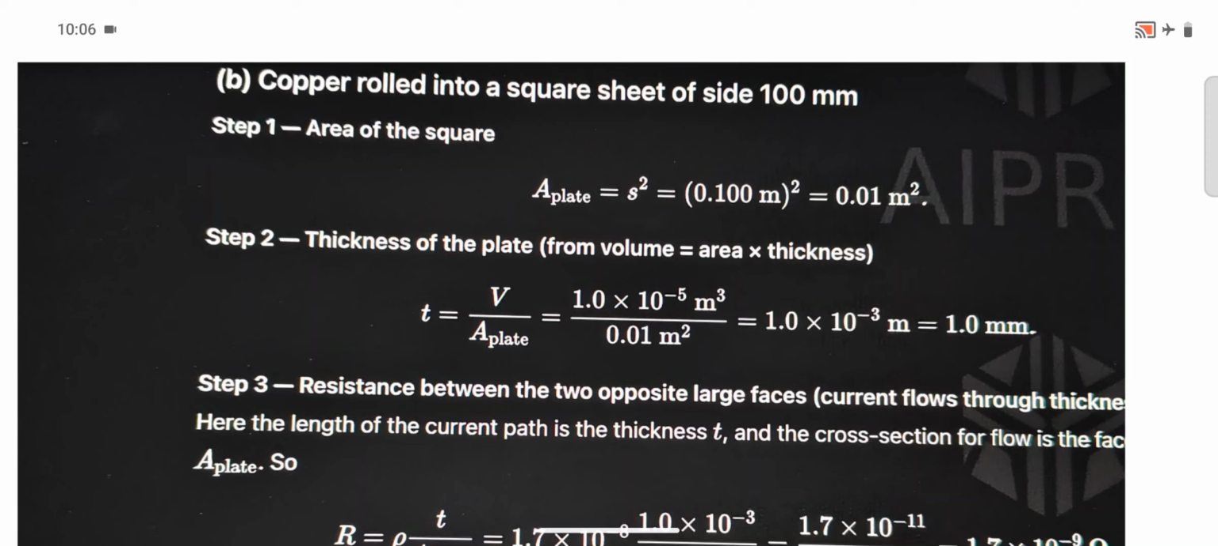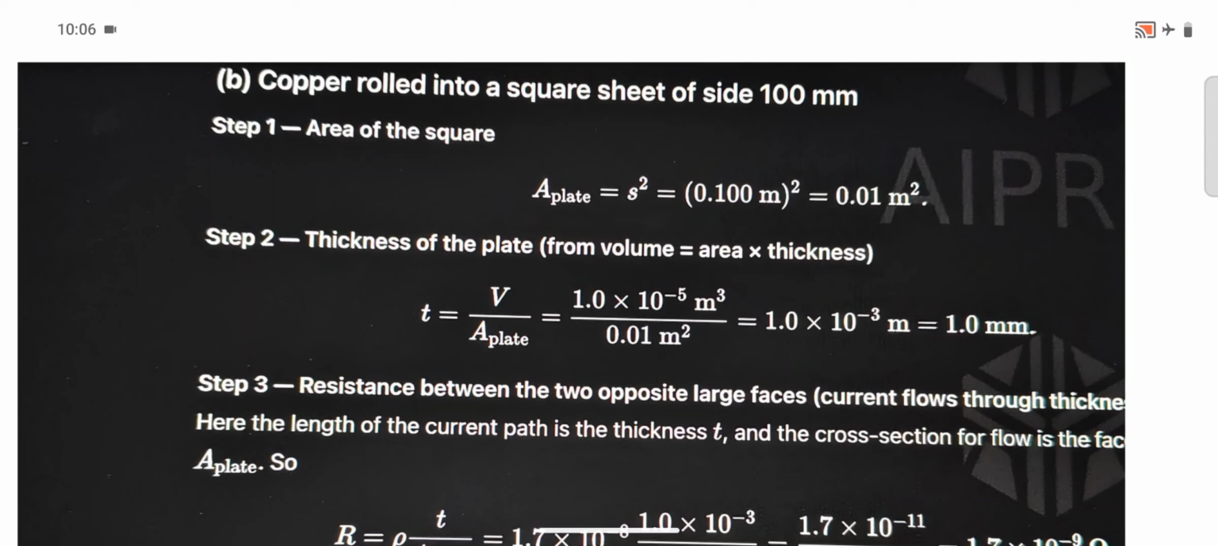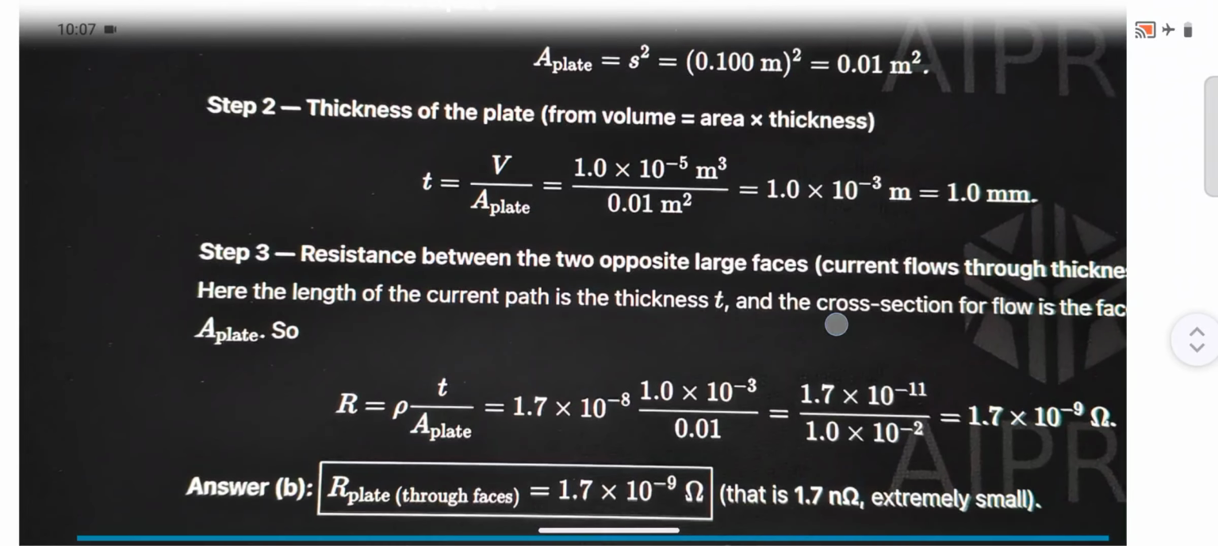Now we will calculate the thickness. Area we already calculated, volume we know. So how can we calculate thickness? Volume is equal to area into thickness. Using this formula, we can calculate thickness as volume divided by area. Then we get the value of thickness.